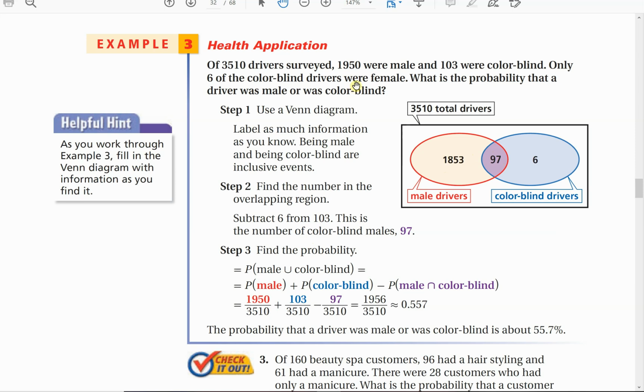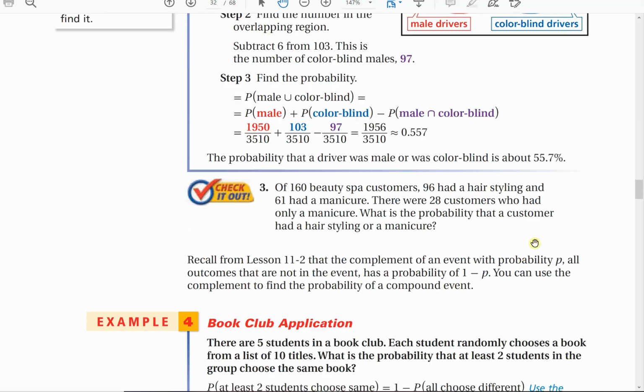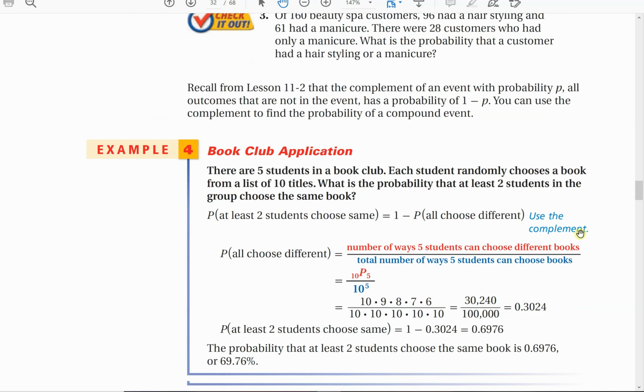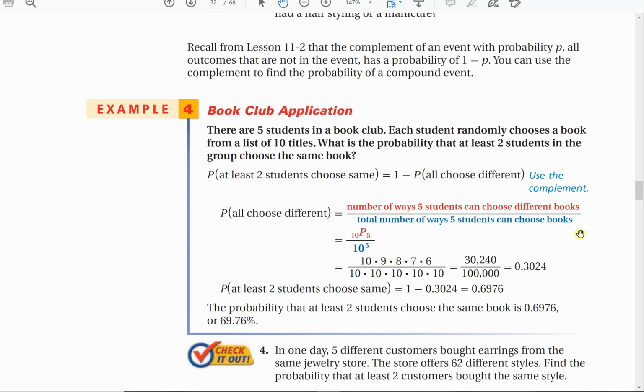So what's the probability that someone picked at random is male or colorblind? So you get the probability they're male plus the probability of colorblind minus the probability of both. And you end up with 1956 divided by 3510, or about 55.7%. So really, those Venn diagrams, I think, will help you. If you remember in lesson 11.2, complements of events with probability of p, you just subtract from 1. Often it's probably easier to find the complement of an event and just subtract it from 1 in order to find out the probability of what you're asked to find.